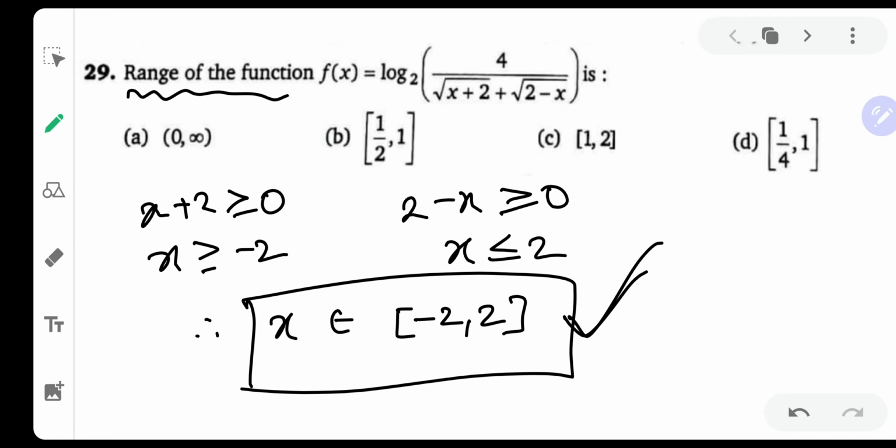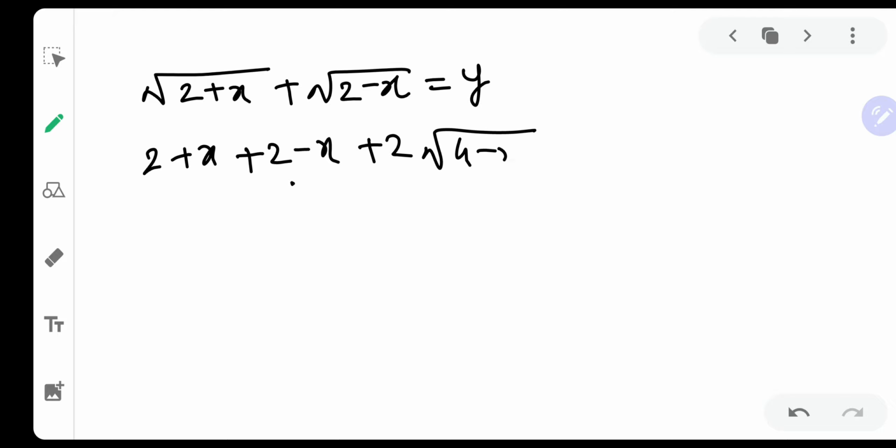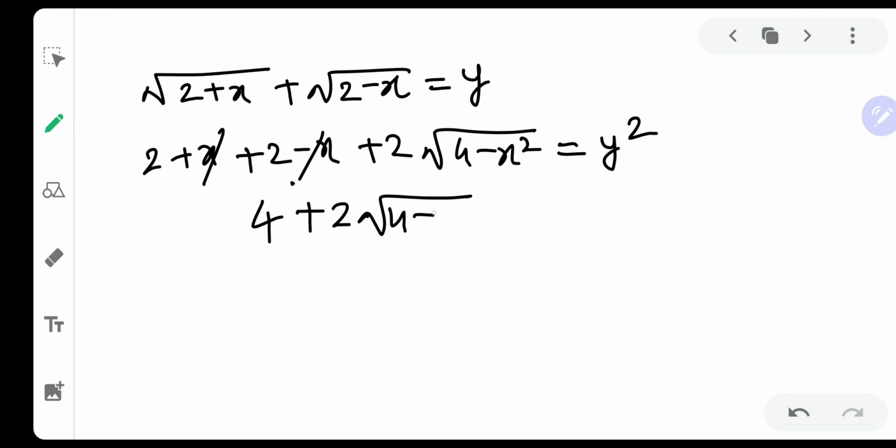Then what we need to do is calculate the range of this function. Now how do we do that? Let us see. Write down root of 2 plus x plus root of 2 minus x is equal to y, and we need to calculate this value. I can square both sides. Once I square both sides, I'll get 4 plus 2 times under root 2 plus x into 2 minus x, that is 4 minus x square, is equal to y square. So the x gets cancelled: 4 plus 2 under root 4 minus x square is equal to y square.